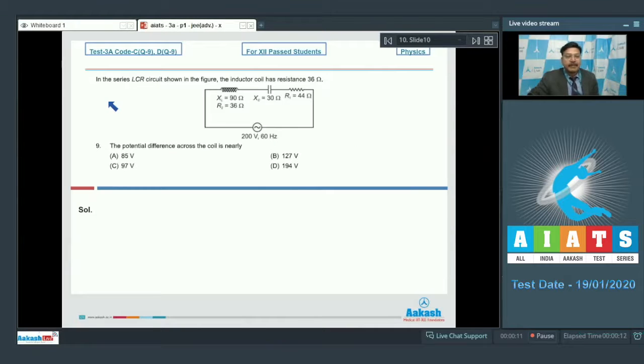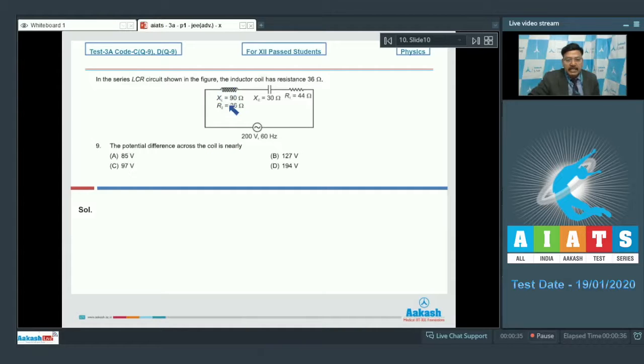Well, we now have the paragraph for the next 3 questions, and it says in the series LCR circuit shown in the figure, the inductor coil has resistance 36 ohm. That is given, and we have this AC circuit. And question 9 says the potential difference across the coil is nearly.